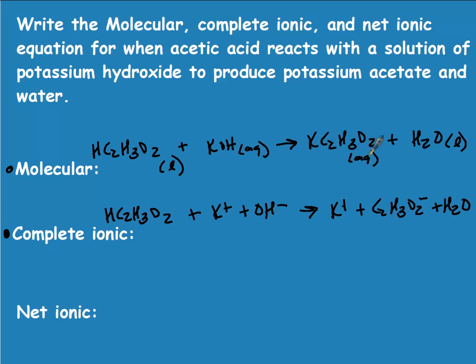Potassium acetate is a soluble salt, so that should be aqueous. And H2O is a liquid, and so that should stay together. So this is what you should have for your complete ionic. Make sure that you have charges on your potassium, your hydroxide, and your acetate. So these 4 should have charges. So for the net ionic, in this case, we only have 1 spectator, and that's potassium.